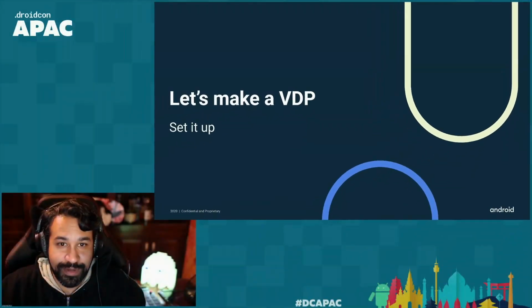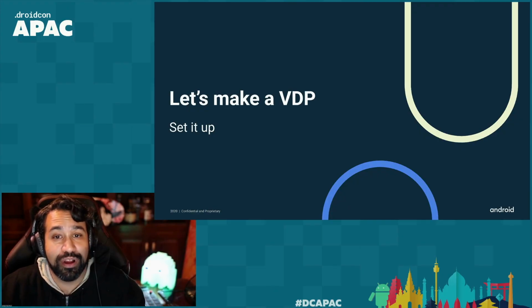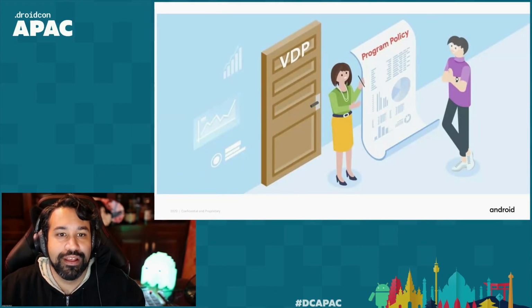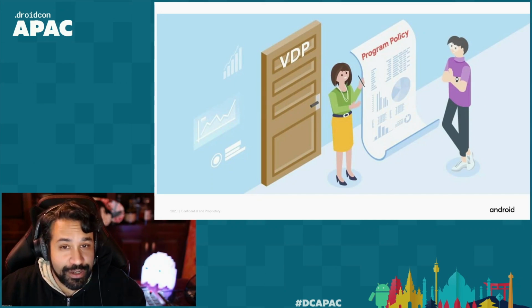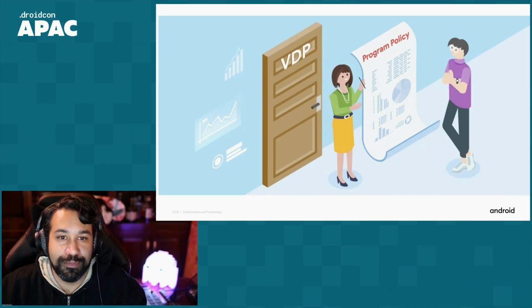All right. You've got the basics in place, you're comfortable handling bugs, and necessary stakeholders are on board. It's time to create your VDP. The first thing you'll need to do is create your program policy. Your program policy is the first thing any security researcher participating in your program will see.